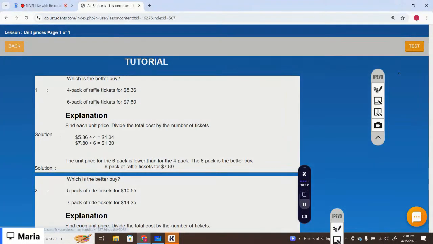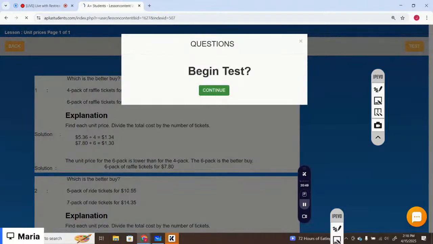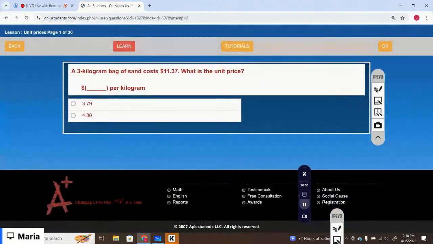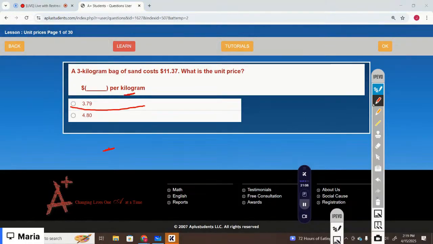Okay, let's just start with the test questions. A 3 kilogram bag of sand costs $11.37. What is the unit price? Unit price means the price of one thing, right? 1 kilogram bag. Here the price is given for the 3 kilogram bag. So you need to divide 11.37 by 3. You will get the price of 1 kilogram bag, right?